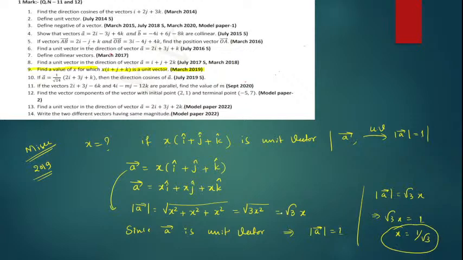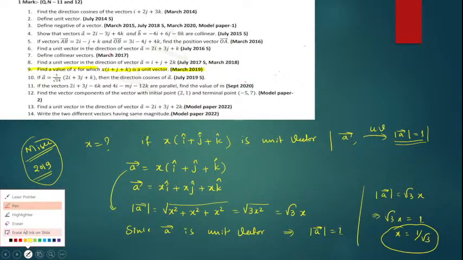Simple is the question, no? The only thing is you must know the unit vector definition, nothing but magnitude equal to 1, right? So remember this question is also available in your miscellaneous exercise, as well as in the 2019 question paper. We'll go for the next question.